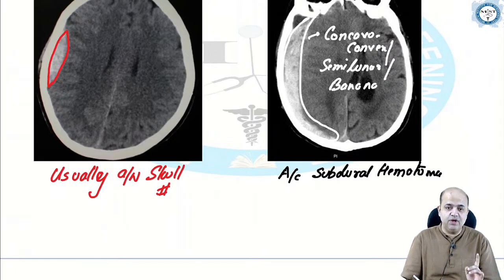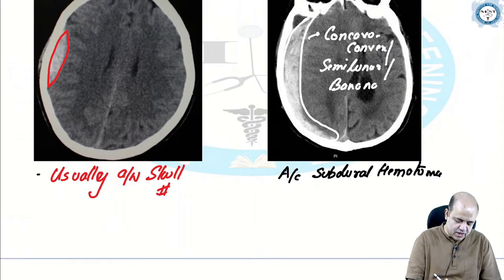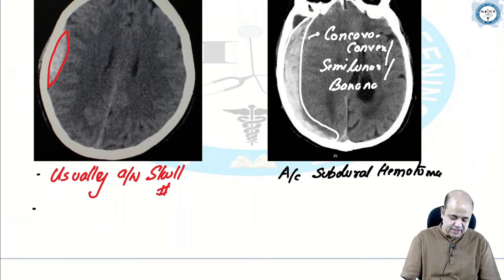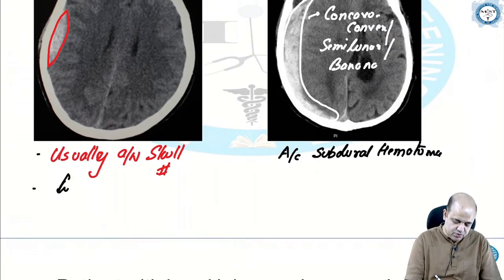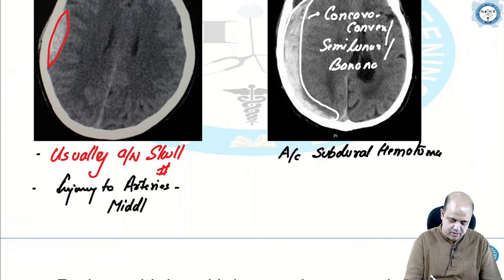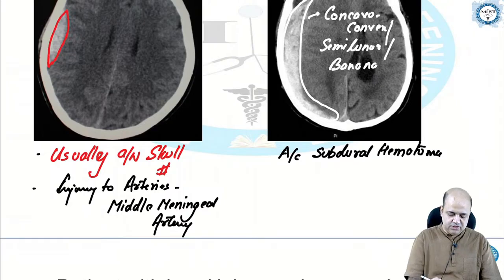Here the extradural hematoma is usually due to the rupture of the arteries. It is an arterial bleed, an injury to the arteries. Most commonly it is the middle meningeal artery.